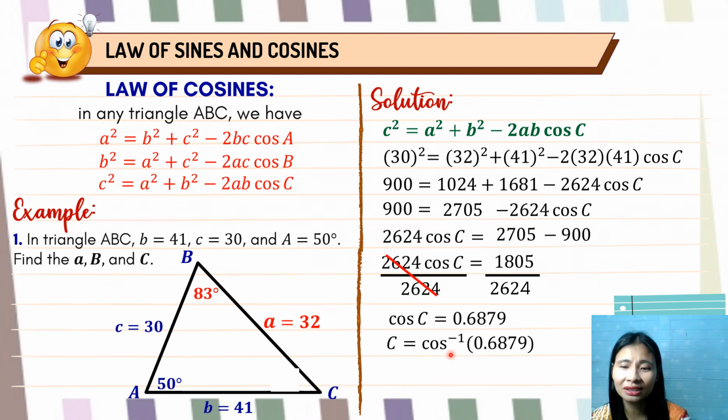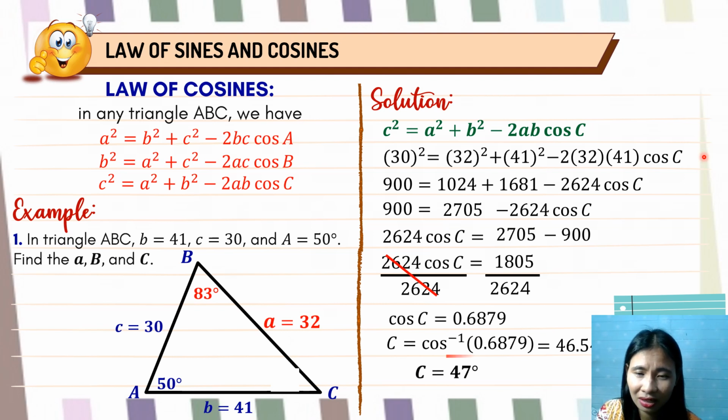Then again, using your calculator, because this expression is equal to cosine C, we use cosine exponent -1, which is read as arc cosine. Using the calculator with 0.6879, you will be able to get 46.54. So round it off, angle C is equal to 47 degrees. To use your calculator, this will be shift, cosine, then input the value, close parentheses, and that will give you the value 46.5.